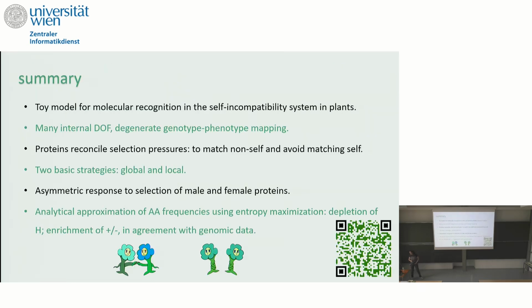Okay, so to summarize, what I've shown you here is a toy model for the molecular recognition in the self-incompatibility system in plants. The model has many internal degrees of freedom and shows a degenerate mapping between genotype and phenotype. These proteins need to reconcile different selection pressures, both to match and mismatch other sequences in a setup of a large number of sequences. They use two basic strategies to do so, the global and the local. We find asymmetric response to selection between the male and the female proteins, and we also derive an analytical approximation for their frequencies under this simpler model.